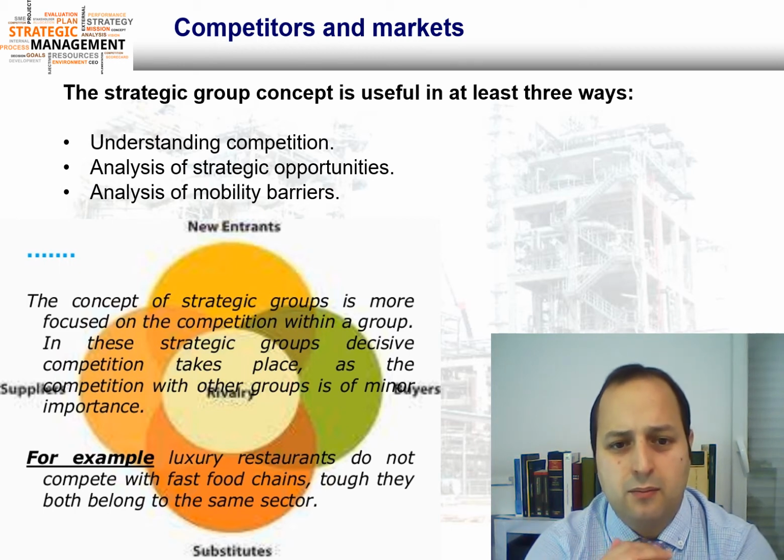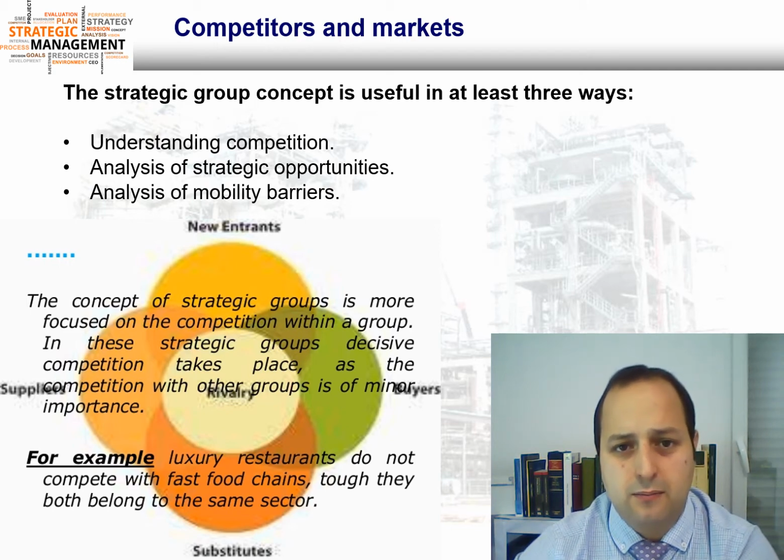For example, luxury restaurants. Think of a luxury restaurant in your city. Despite the fact that they are within the same industry as McDonald's or Burger King, they are not going to compete, because they are in very different places in the strategic groups map. So luxury restaurants do not compete with fast food chains, although they both belong to the same sector.